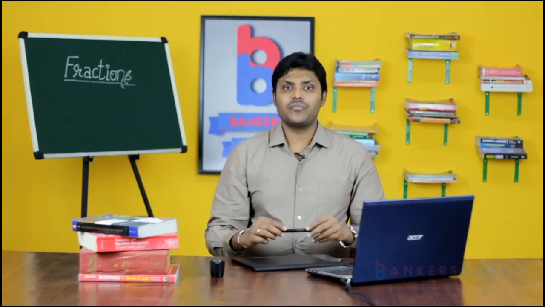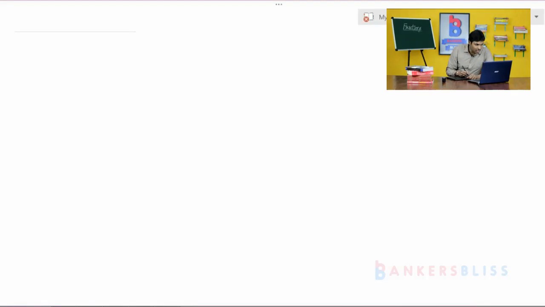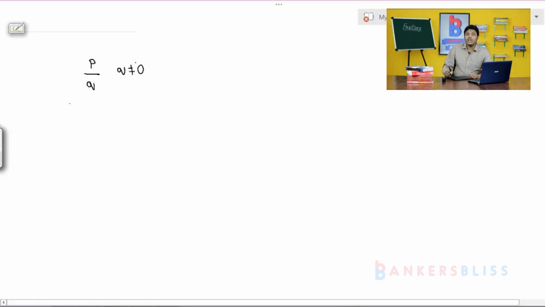So, what do you mean by fraction? Any number which is in the form of P by Q, where Q is not equal to 0, means Q should not be equal to 0. Those type of numbers are called fractions.